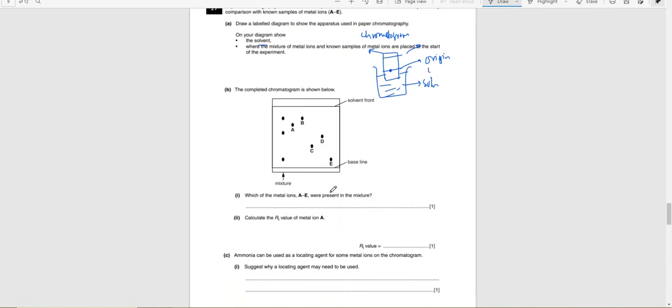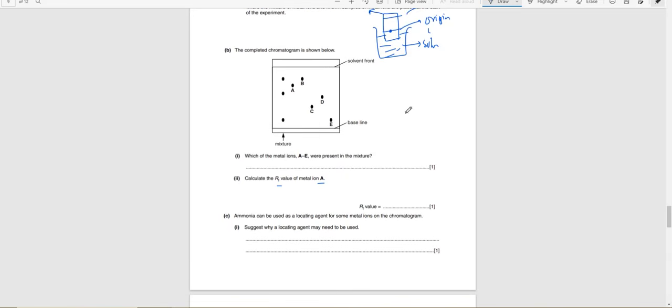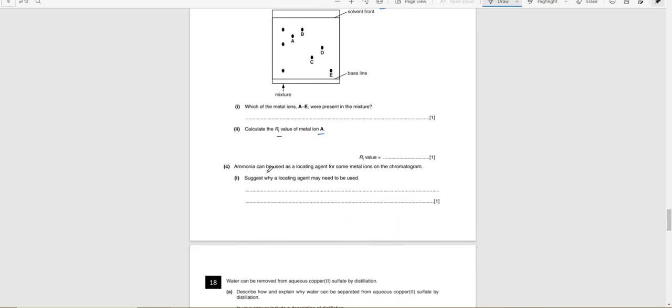Okay. Which of the metal ions are present in the mixture? You can see B. This was the spot of the mixture. B is clearly in the mixture, and E is clearly in the mixture. Calculate the RF value of metal ion A. This is drawn to scale, so you can use a scale to measure this, but you can have a basic idea about it. It would be around 0.75, just a vague idea. Ammonia can be used as a locating agent for the metal ions. What is a locating agent? A locating agent is used to make invisible spots visible.